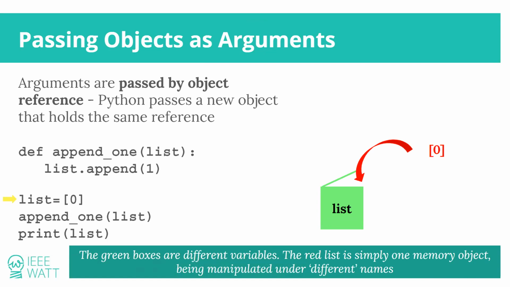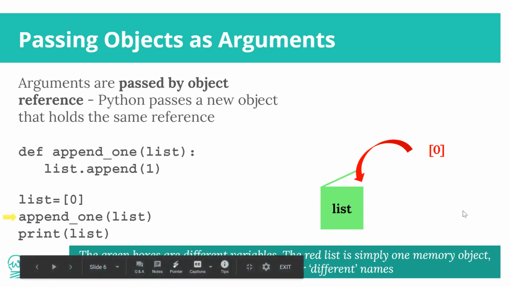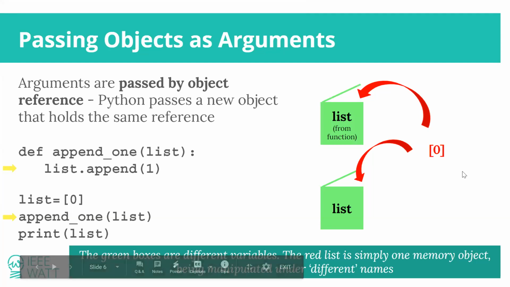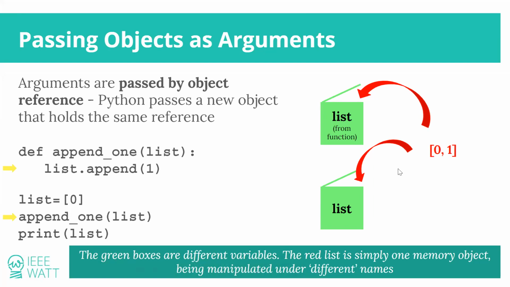For this one, we start off by making a list that only has the number 0 in it. And then we call the next function, append1, on the list. The append1 function takes this list we pass in and appends 1. And then finally it calls the print function and prints the list. I'm just going to step through the animations. The pointers are still on this line.